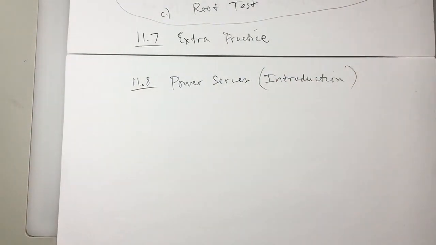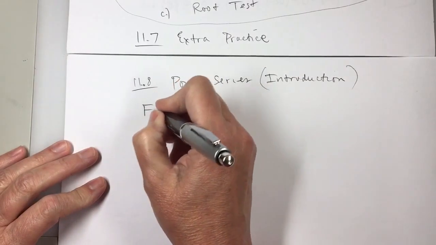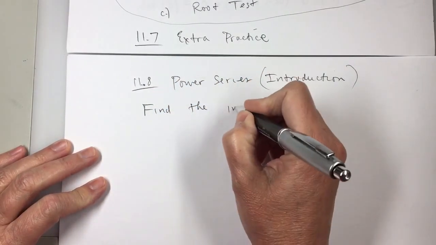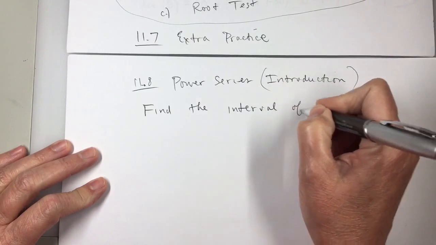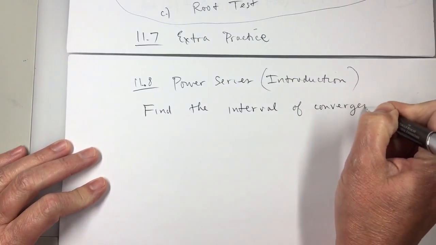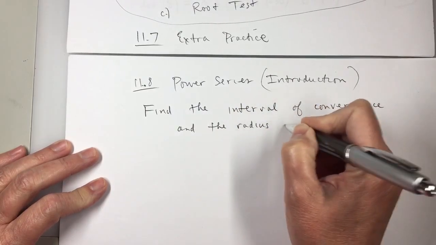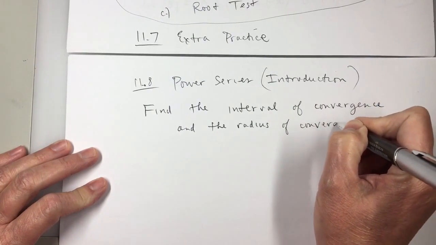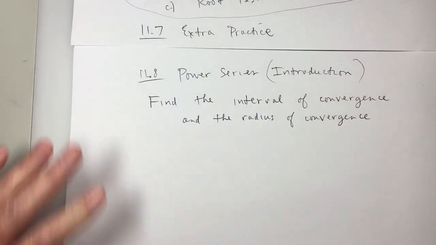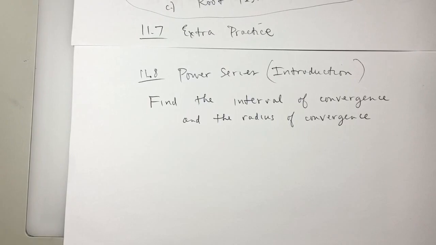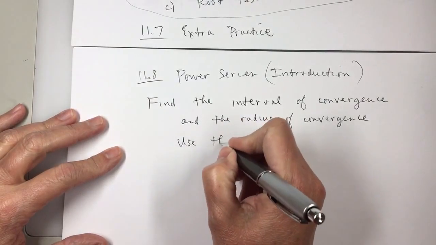11.8, you're given a power series where you have a variable x in it. And so it's for what values of x does this series converge? So find the interval of convergence and the radius of convergence. So find those two things. For that, what do you use? Ratio test. Use the ratio test.